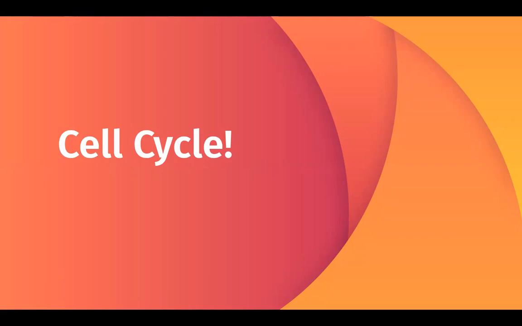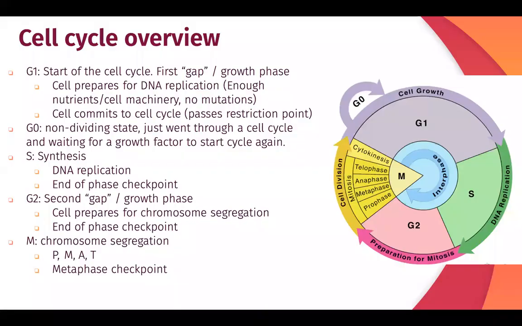Okay, so we're going to go into the cell cycle now. Starting off with a little basic overview, you have G1, G0, S phase, G2 phase, and M phase. We'll obviously go into each one of them more specifically, but you start off with G1. That's the start of the cell cycle, your first gap. So G for gap or growth, however you want to think about it. That's when the cell's preparing its DNA, it's growing, it's making sure that it has enough nutrients, it's got all the organelles it needs, all that jazz. This is also where it has the restriction point.